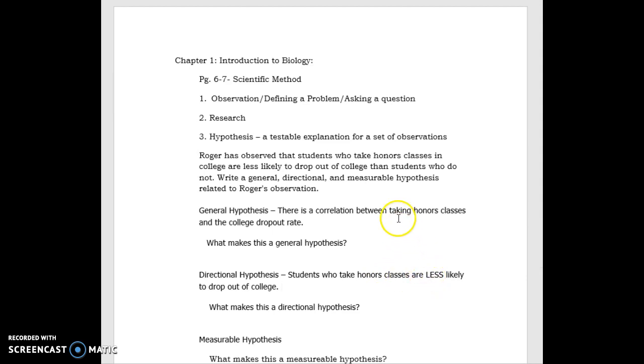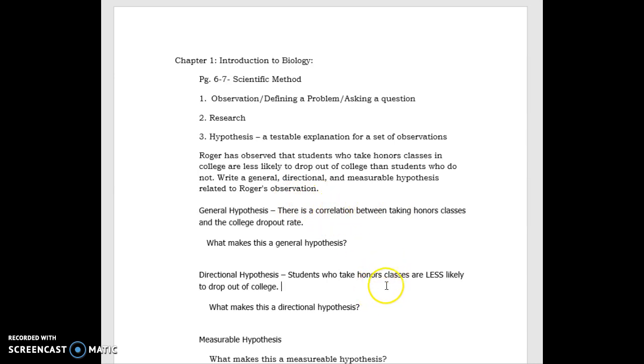dropping out of college. Going back up here, that doesn't mention that. All it says is that there is some relationship. It could potentially have been a higher or lower dropout rate. So the correlation between taking honors classes and the college dropout rate. So here it says is less likely. In a general hypothesis, it could have been more likely, and I would have actually agreed with that. I just needed to find that there was a correlation between it.